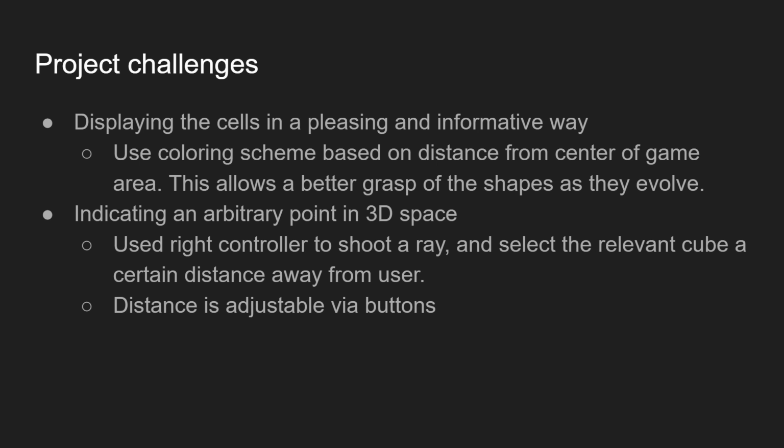Also, using the 3D cursor to modify the initial state was a little tricky to create. First thing I did is I used one of the controllers to shoot a ray and then move a half-transparent cube to a certain location, a certain distance away from that controller's location in the game. That works pretty well, but the problem is you can't really move very far forward and backwards. So I used the buttons on the other controller to change the distance so I can basically go to any arbitrary point in 3D space.